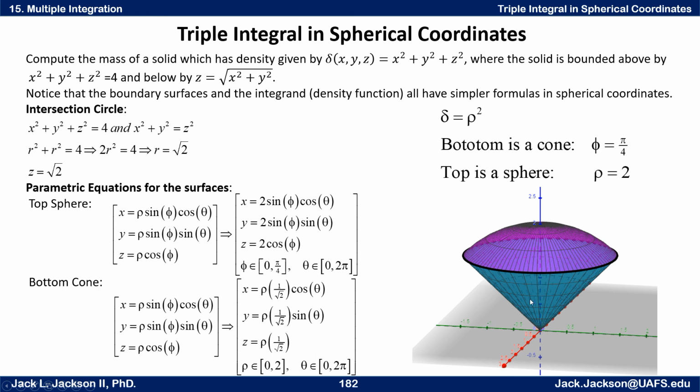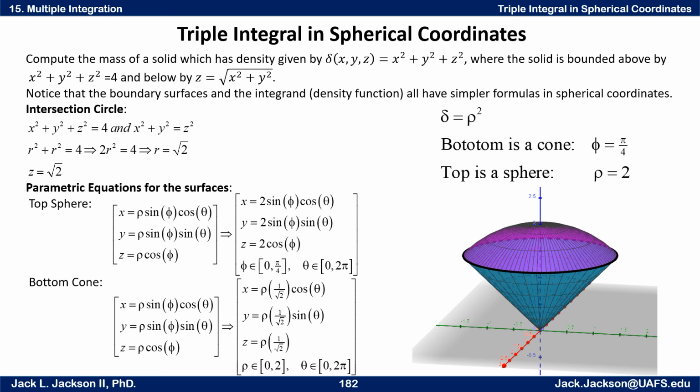Okay. And so that's for this surface here. Remember, sometimes the rho is 0, sometimes it goes all the way out till it hits the sphere, which is 2 in radius. And again, it goes all the way around for theta, so theta goes from 0 to 2 pi. Now that should help us to set up our integral.